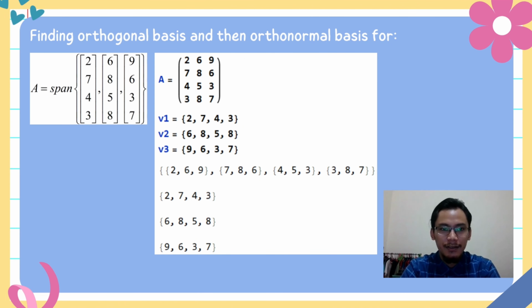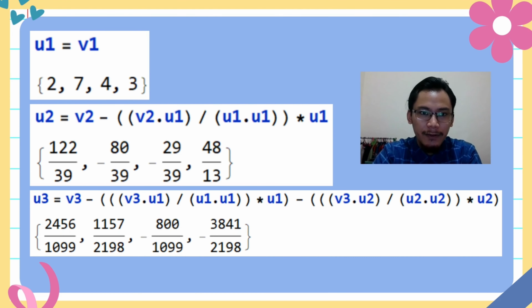Okay, so let's use Mathematica programming to find the orthogonal basis and then the orthonormal basis for the span of A, with columns 2743, 6858, 9637. So the first step is to put in the matrix A and also V1 equal to 2743, V2 6858, V3 9637. So the next step is to find U1, U2, and also U3. So U1 is equal to V1, which is 2743. U2 is equal to V2 minus (V2 dot U1 divided by U1 dot U1) times U1, which is equal to 122 over 39, negative 80 over 39, negative 29 over 39, 48 over 13.